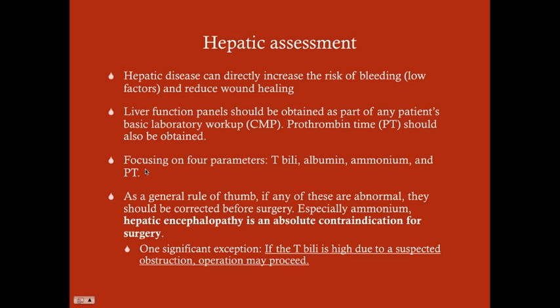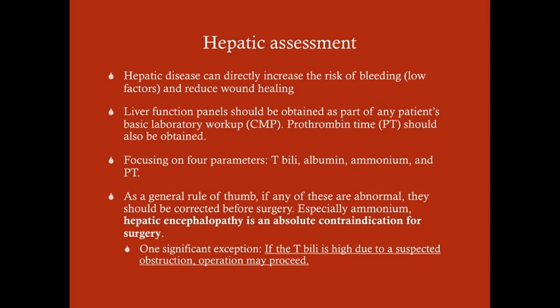So we're going to be focusing on 3 or 4 parameters here: the total bilirubin, the albumin, the ammonium, and the PT. As a general rule of thumb, if any of these are abnormal, they should be corrected before surgery, especially the ammonium. An ammonium greater than 150 is an absolute contraindication for surgery because these patients are generally in hepatic encephalopathy.